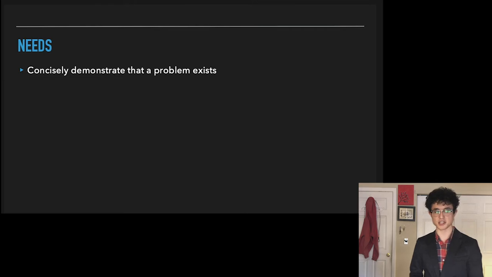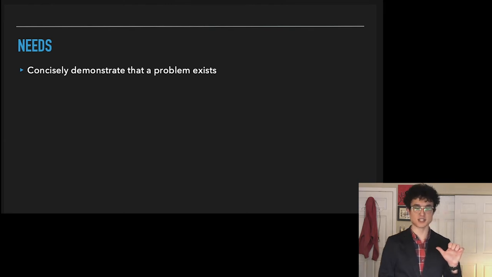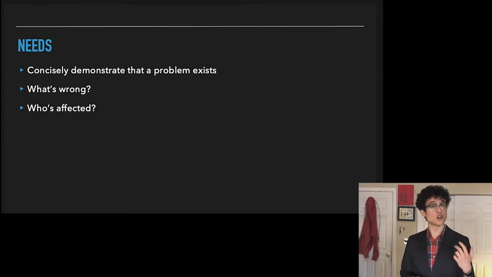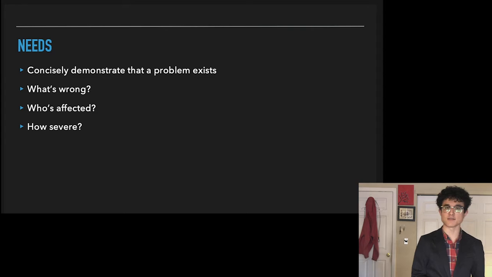What's the current deficiency? So you need to tell us what's wrong and why it's wrong. So you need to demonstrate that there's a problem in society and concisely tell us that it exists. So what is the issue? Who is this issue affecting? And how badly are they affected by this issue?